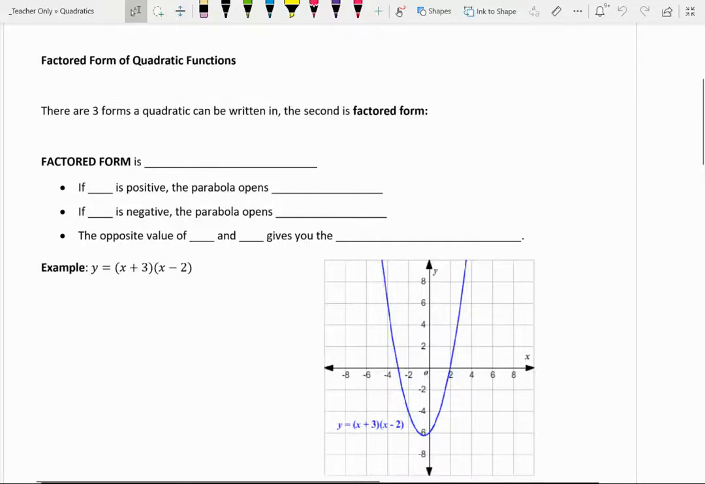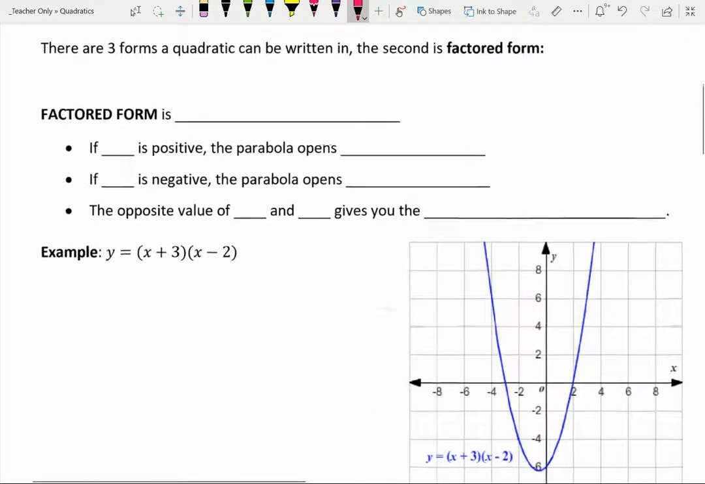Hello there. This week we're going to be looking at a second form of quadratic functions. This one is called factored form. And while you've seen this before, I don't know that we've talked about the details very much. So that's what we're going to look at today.